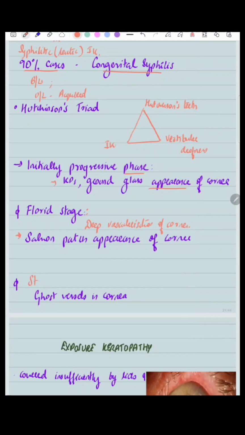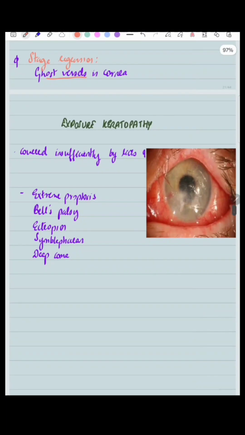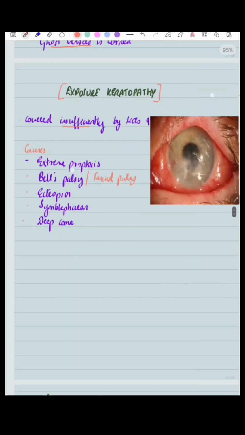Next is the stage of regression. Initial progressive phase, then florid stage, then stage of regression. In the stage of regression, we see ghost vessels in the cornea. Now coming to exposure keratopathy. In exposure keratopathy, eyes are insufficiently covered by the lids and there is loss of the protective mechanism of blinking. Causes include extreme proptosis, Bell's palsy or any other cause of facial palsy, ectropion, symblepharon, and deep coma.